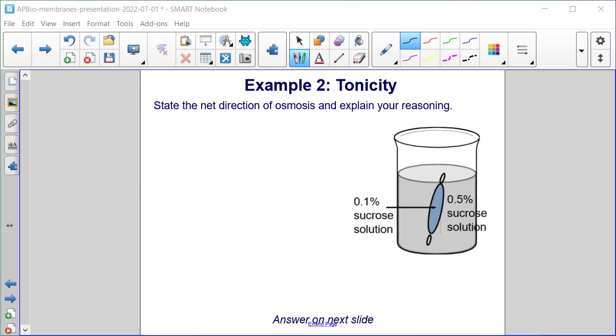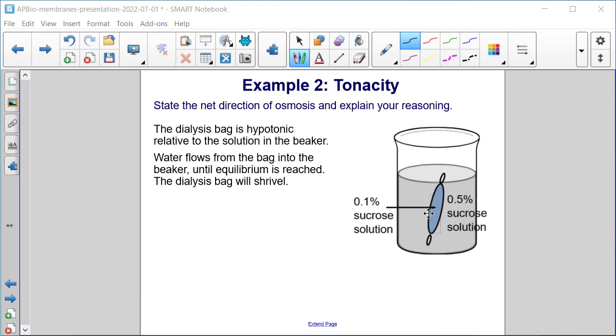Example 2, tonicity. State the net direction of osmosis and explain your reasoning. So in this case, we have the dialysis bag with 0.1% sucrose solution, and outside in the beaker, a higher 0.5% sucrose solution. All right, in this case, the dialysis bag has a lower concentration than the beaker outside. So the dialysis bag is hypotonic relative to the solution in the beaker. Water will flow from the dialysis bag into the beaker until equilibrium is reached. And in that case, the dialysis bag will shrivel.